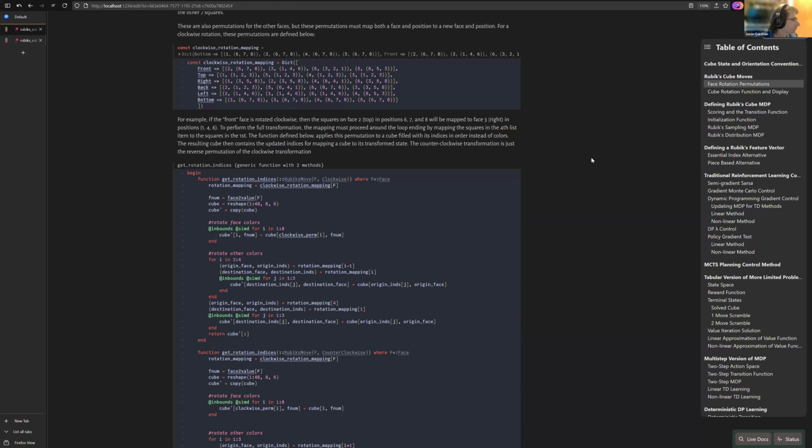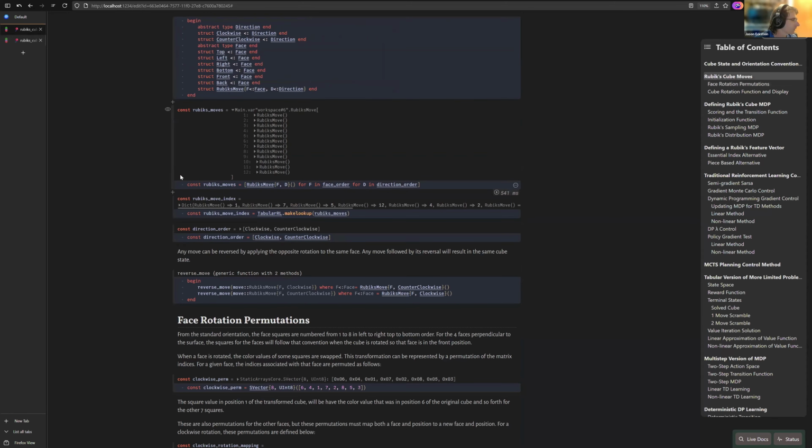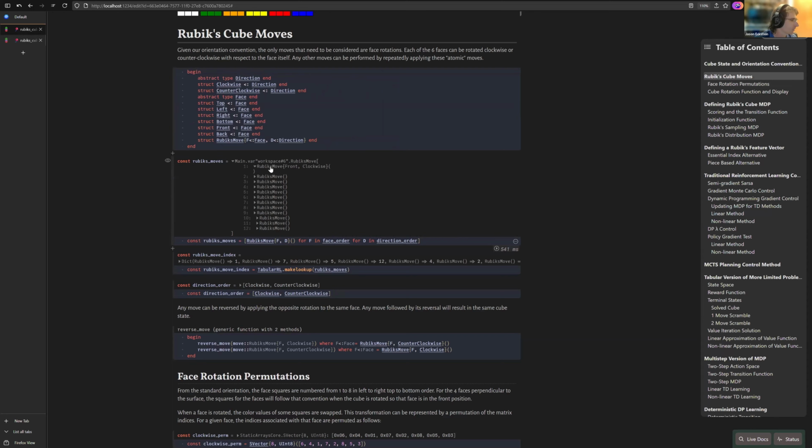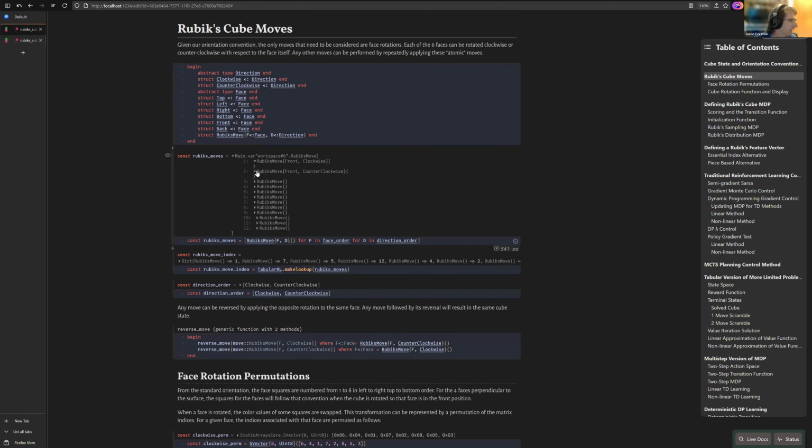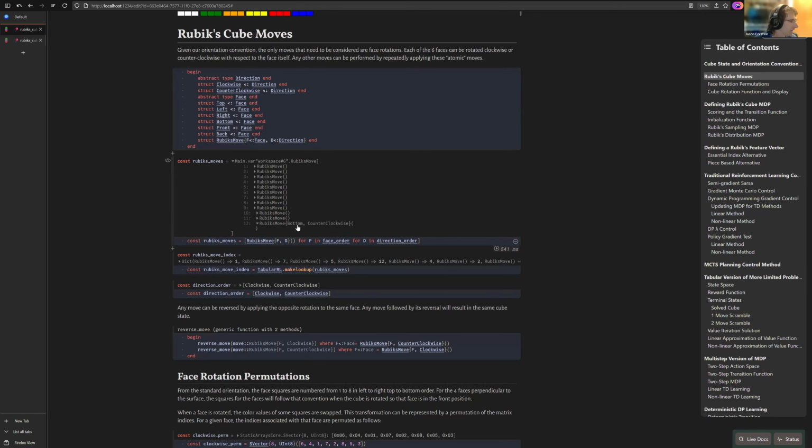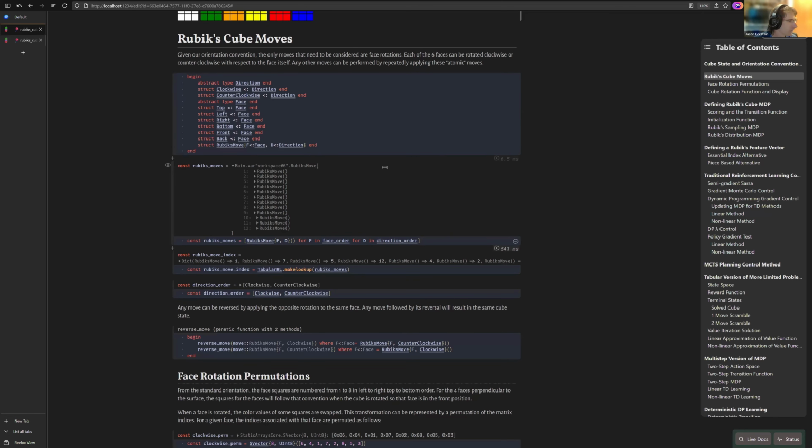Where do I have them? Yeah, so here are the moves, right? So I have this vector of 12 moves. I can just reference them by a number from 1 to 12, where 1 is front clockwise, 2 is front counterclockwise, and so on, to bottom counterclockwise. So see the moves here.